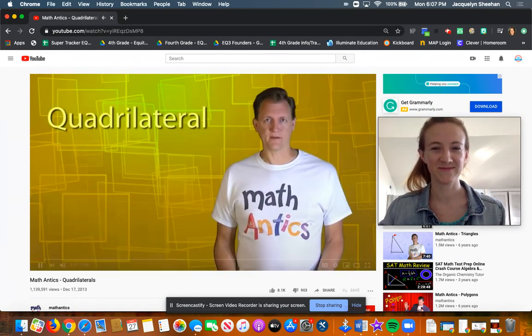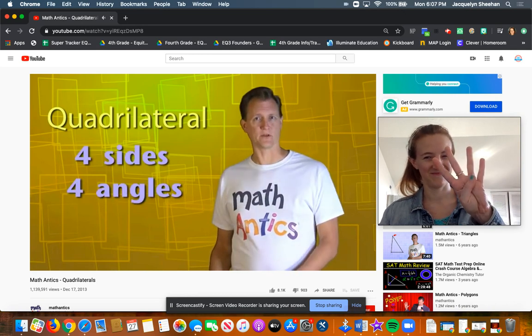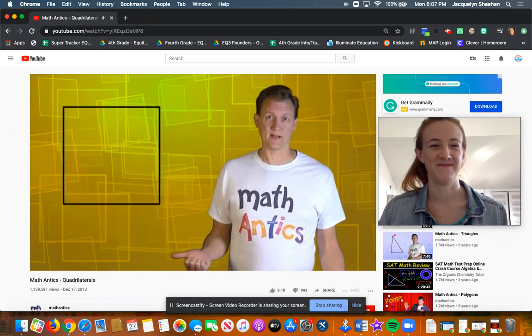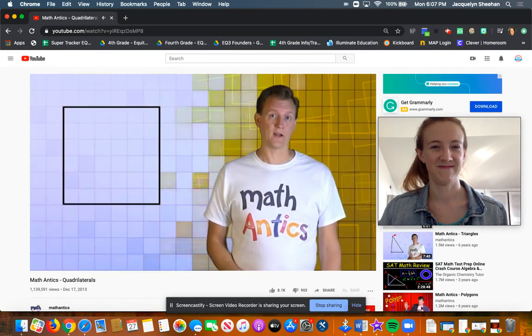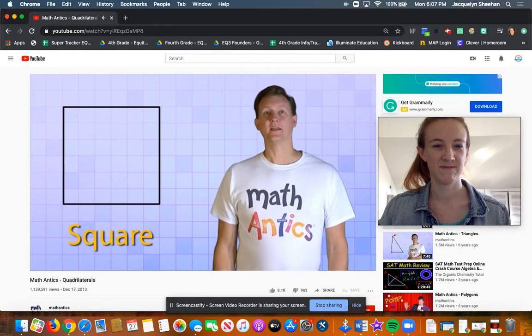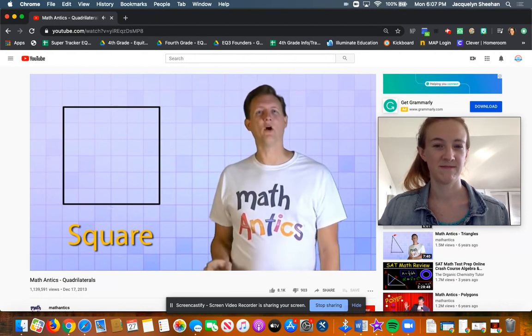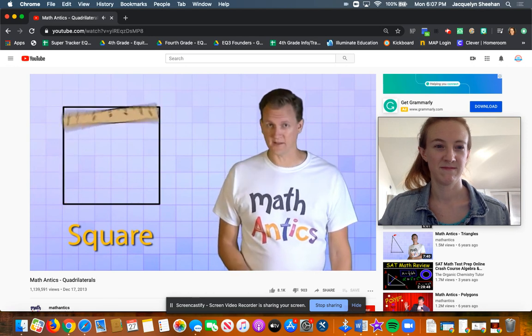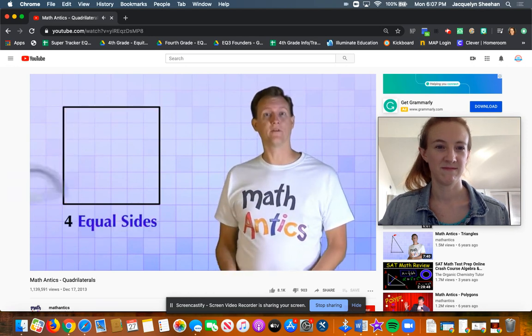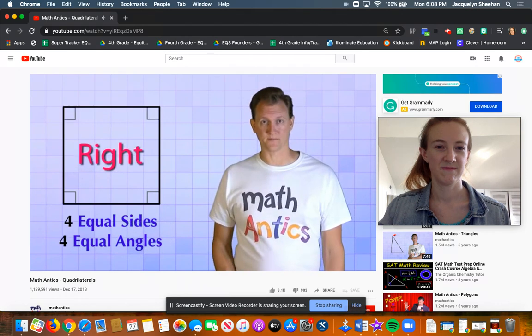Quadrilateral is just a fancy math word for a polygon that has exactly 4 sides and 4 angles, like this one. You should recognize this shape, of course. It's a square. And a square is a special kind of quadrilateral. It's a quadrilateral because it has 4 sides. And it's special because all 4 of those sides are exactly the same length. And all 4 of its angles are exactly the same size. In fact, they're all right angles.